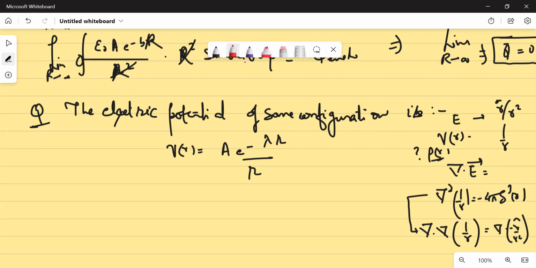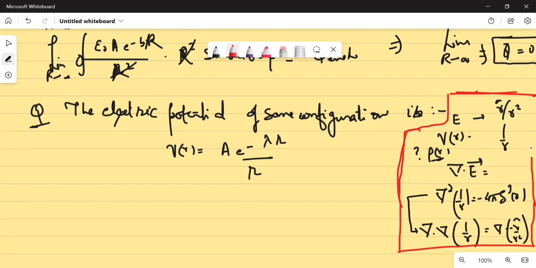This is a kind of insight I'm sharing with you, that quite often you'll find that your electric field is some r cap upon r square only, because your Coulombic force is an inverse square law force. So mostly you'll find it in this fashion only. So keep this in mind. Otherwise there will be mistakes and you will not even come to know.